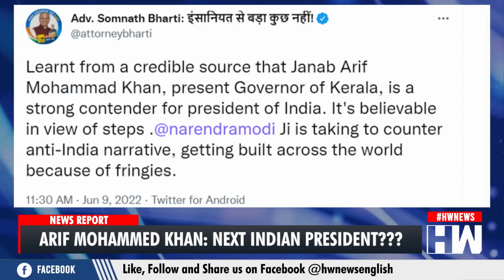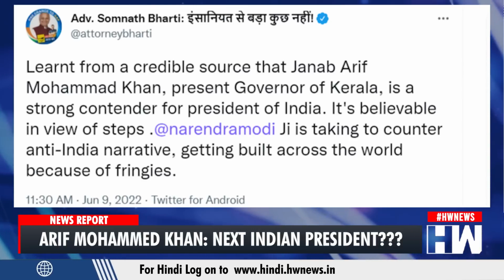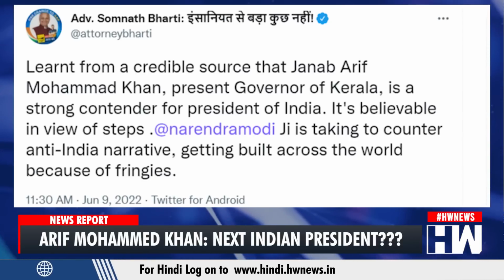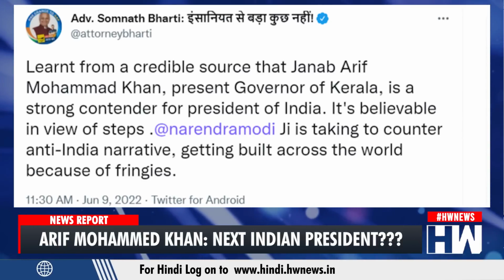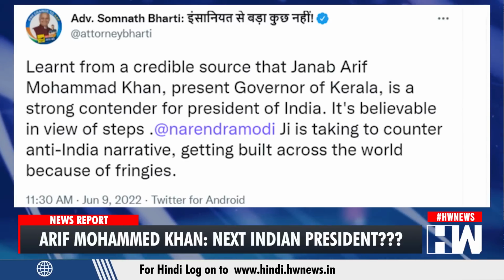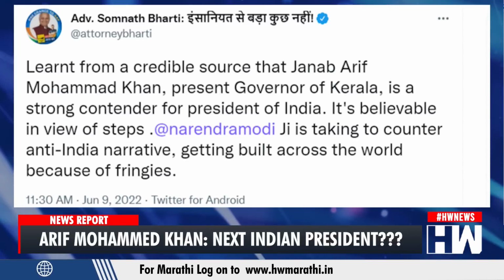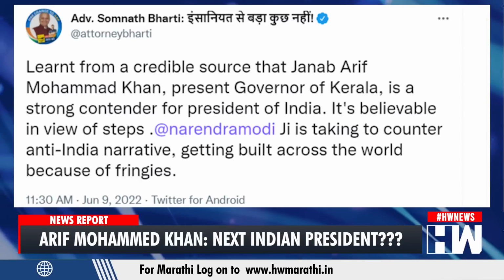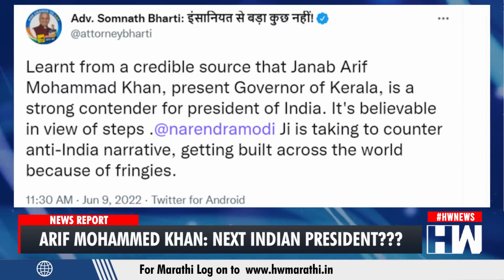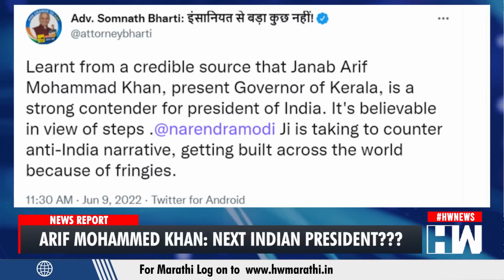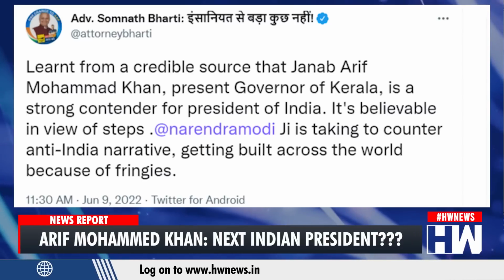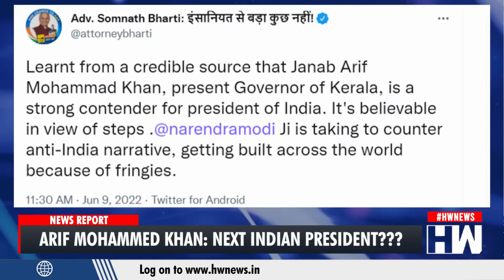The speculation gained momentum as Aam Aadmi Party MLA Somnath Bharti today tweeted that Arif Mohammed Khan was a strong contender for the post. Bharti tweeted and said, "Learned from a credible source that Janab Arif Mohammad Khan, present governor of Kerala, is a strong contender for President of India. It is believable in view of the steps Narendra Modi ji is taking to counter anti-India narrative getting built across the world because of fringes."